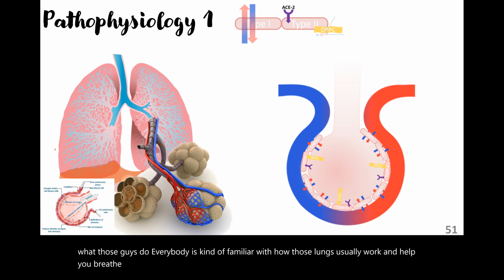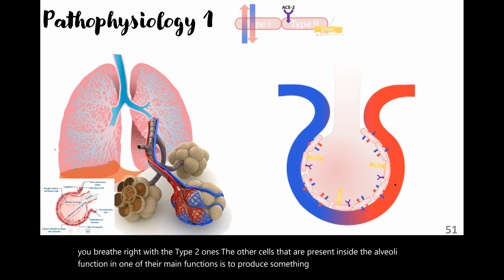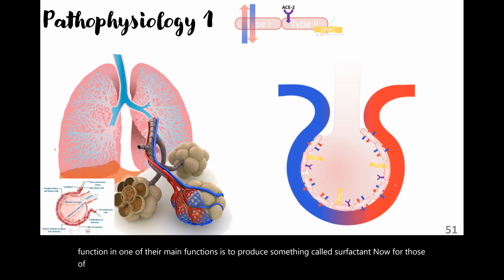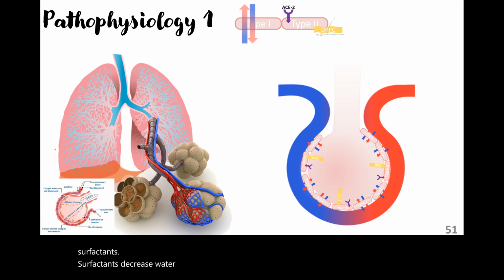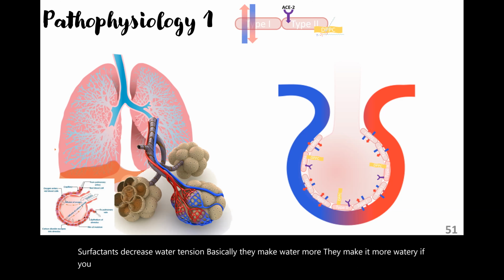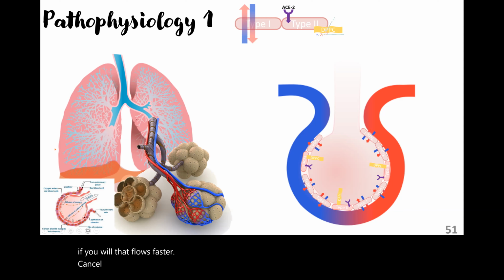But the type 2 ones, the other cells present inside the alveoli, have one of their main functions as producing something called surfactant. For those of you who remember bacterial control, we talked about these substances called surfactants. Surfactants decrease water tension. Basically, they make water more fluid, more watery, if you will. It flows faster, okay? And so surfactants are these detergent-like substances that reduce surface tension.